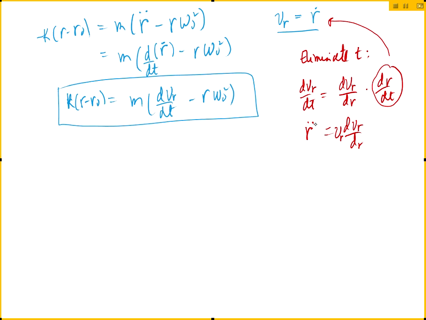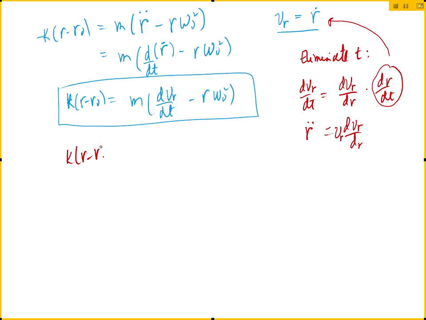Whenever you try to eliminate time, it's always going to be speed, d speed, d position. Whether it's s, if you're in normal-tangential, or x if you are in rectilinear. Like a is v dv/dx, and like a tangential was v dv/ds earlier, right? Still the same thing.